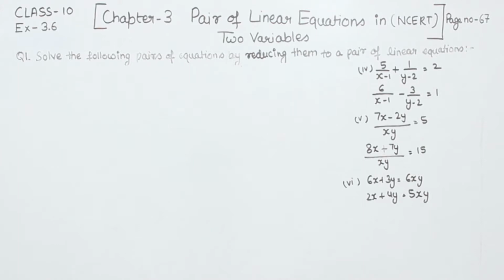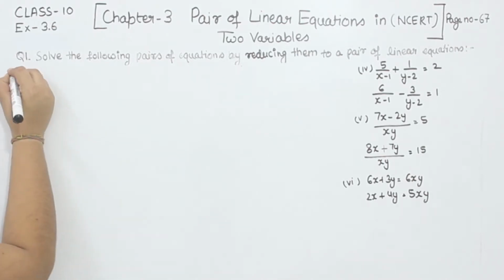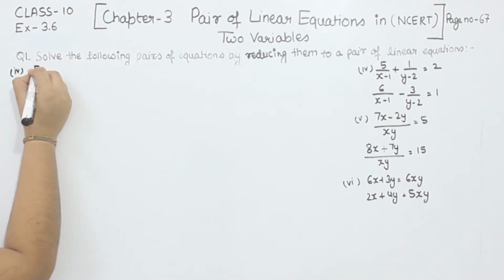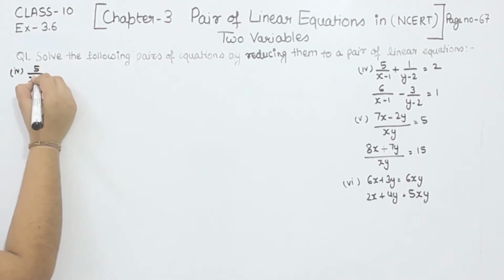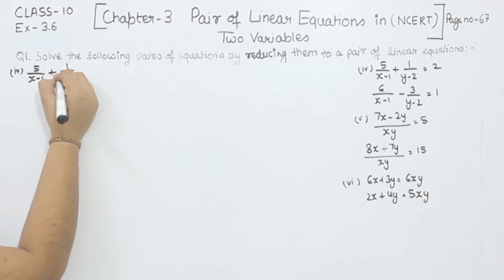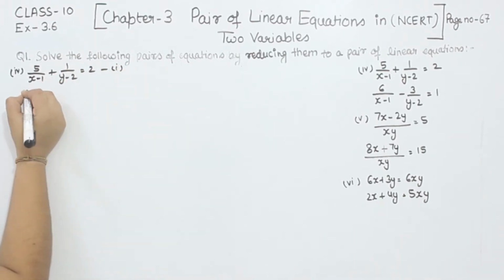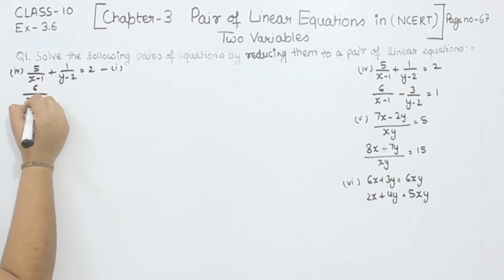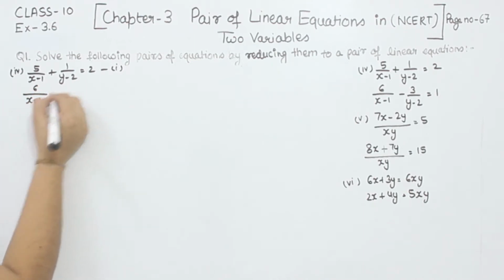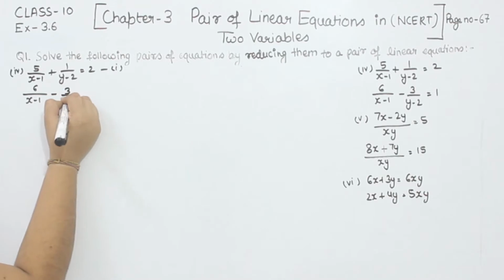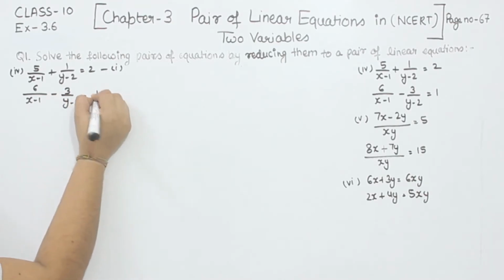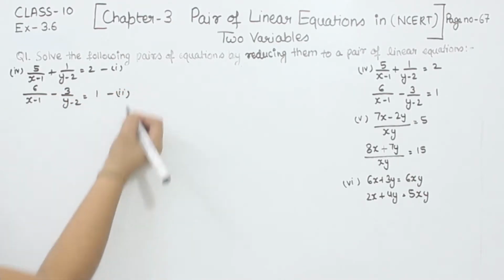The first one we have is part 4. We write: part 4 is the equation 5 by x minus 1 plus 1 by y minus 2 is equal to 2. This is equation number 1. Now the second one: 6 by x minus 1 minus 3 by y minus 2 is equal to 1. This is equation number 2.